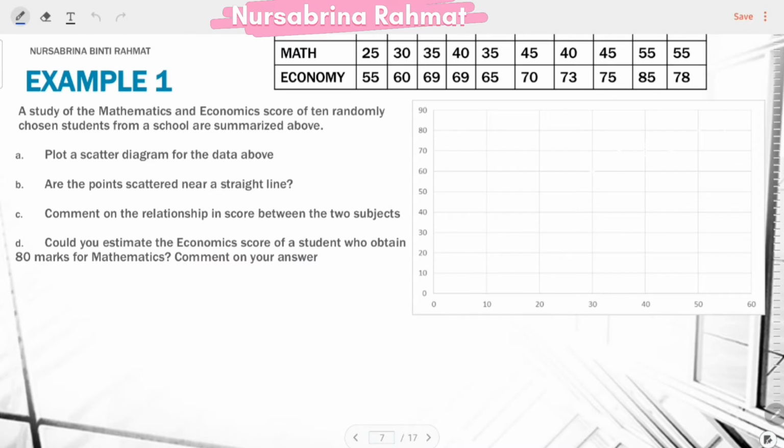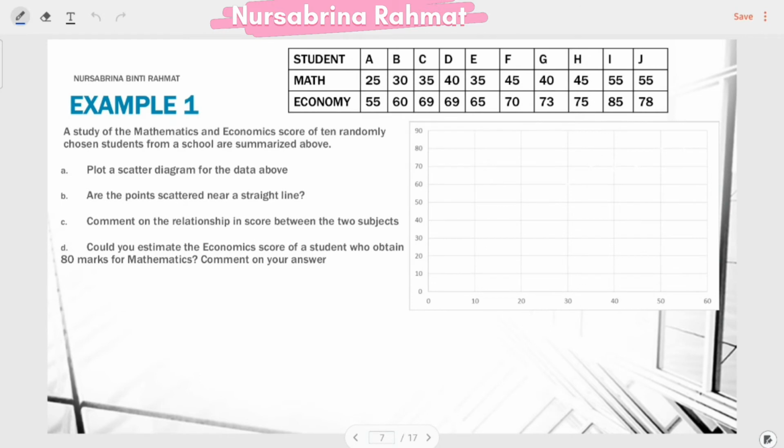Okay, so let's do this example to find out what type of correlation is present. It's a study of mathematics and economics scores of 10 randomly chosen students from a school, as summarized above. You can see in the table given, we have students A until J, and each of these students has scores in both mathematics and economics. We can set maths to be the variable X and economics the variable Y, or vice versa. I'm going to label this as X and this as Y.